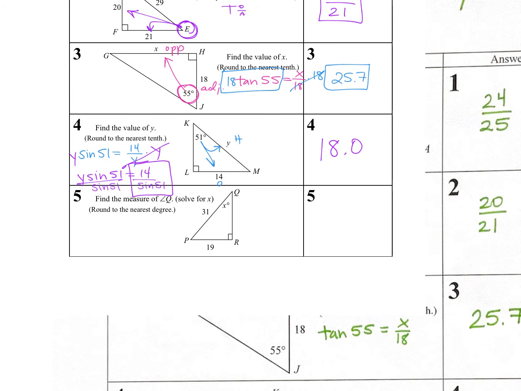Yeah, Jessica. Why is it sine for that one? Because from the angle, you have the opposite and you have the hypotenuse. So that's opposite over hypotenuse. That's the SOH part of SOHCAHTOA. Okay.